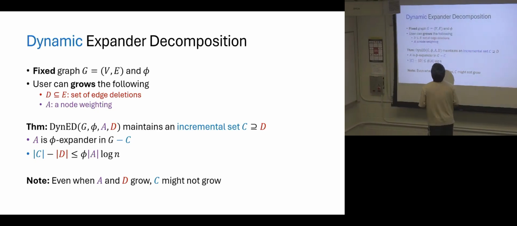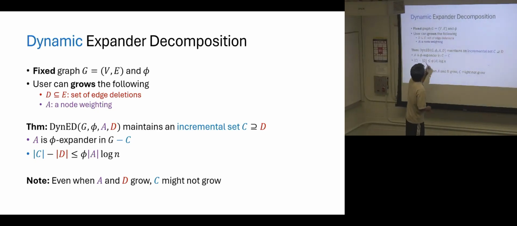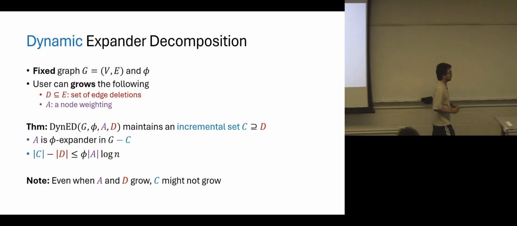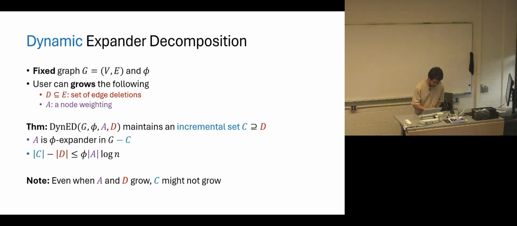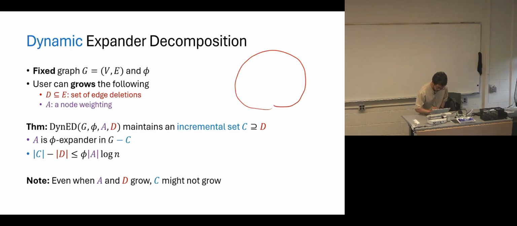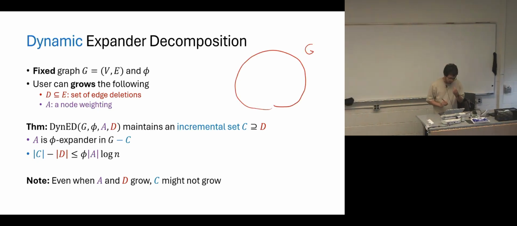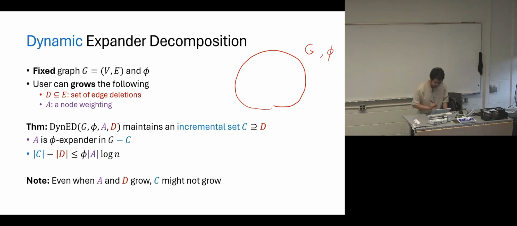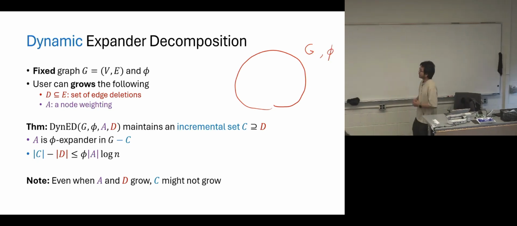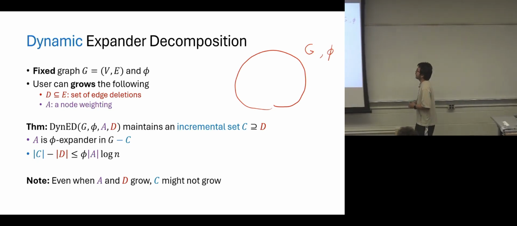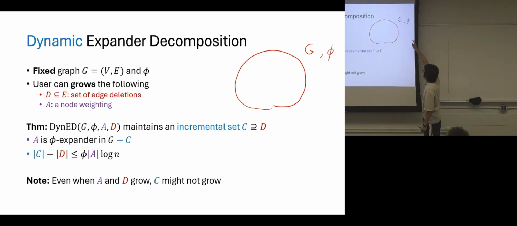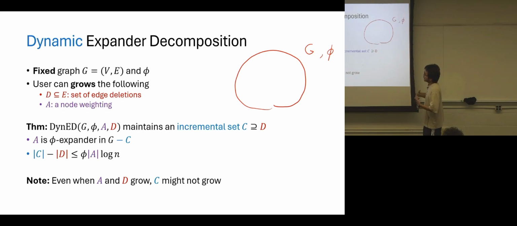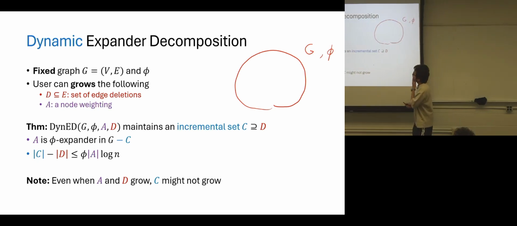The setting is that you have a graph. Maybe I draw it here. You have a graph G and a parameter phi, just like in the previous class. And the idea here is that I still want to find a phi-expander decomposition for G. But now there is something that is more complex from last time.